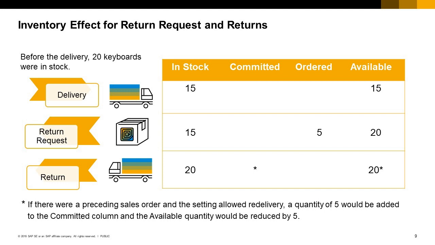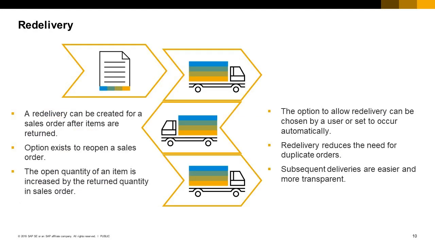If there had been a preceding sales order and the setting was made to allow redelivery, a quantity of 5 would have been added to the committed column and the available column would have been reduced by 5. A redelivery can be created from a sales order after items are returned. An option exists to reopen the original sales order. The open quantity of an item is increased in the sales order according to the quantity in the return document. The option to allow redelivery can be chosen by a user or set to occur automatically.